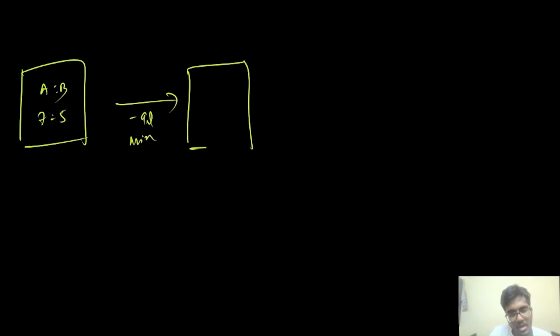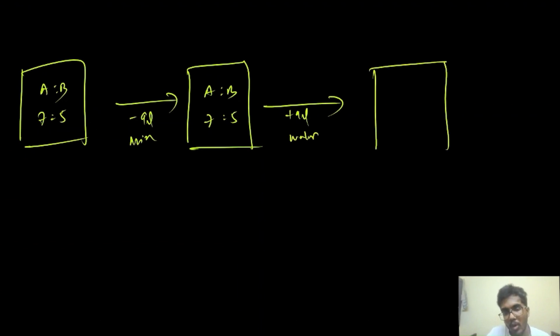So we have A is to B. What is the value of A is to B originally? It is 7:5. And from this we are removing 9 liters of mixture. We get this value to be 7:5 again, because we are removing the mixture, so there will be no change in the ratio. And afterwards we are adding the same amount of water. What happens to this A is to B ratio? That happens to be 1:1.